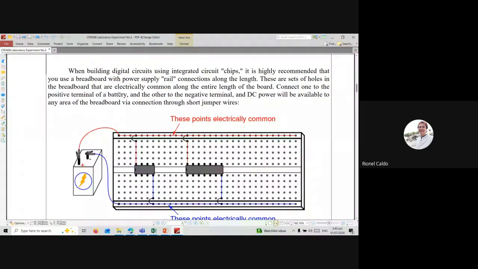So these are sets of holes in the breadboard that are electrically common along the entire length of the board. So ibig sabihin, itong mga nakikita natin dito, they are interconnected with each other horizontally. And of course, you can also use the pins naman vertically. Alright. Connect one to the positive terminal of a battery or the power supply and the other to the negative terminal, and DC power will be available to any area of the breadboard via connection through short jumper wires.